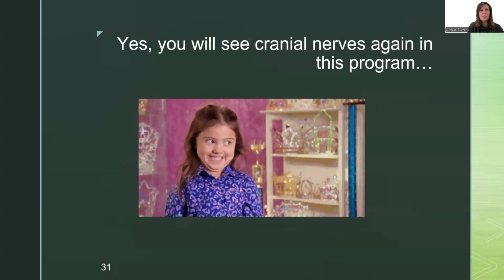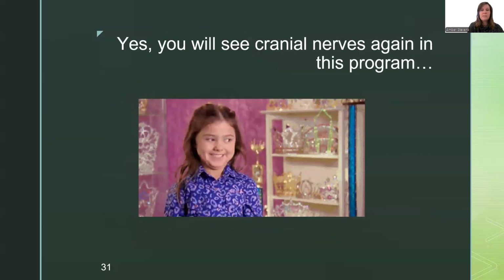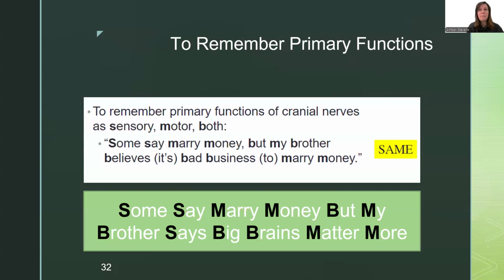And again, yes, you will see cranial nerves again in this program several times. So you do want to pay attention to this chapter. So here are things to help you remember what function those nerves have. Primary function is either going to be sensory, motor, or both. So here are some sayings that can help you remember which of those nerves does what.